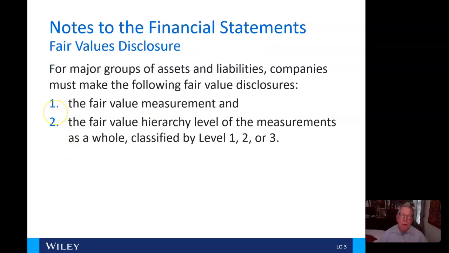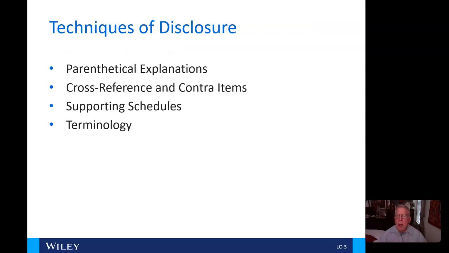For major groups of assets and liabilities, companies must make the following fair value disclosure: the fair value measurement and the fair value hierarchy level of those measurements as a whole, classified by the levels we just went through. How do we disclose that? Sometimes we have parenthetical explanations, sometimes cross-reference or contra items, and sometimes supporting schedules and terminology.